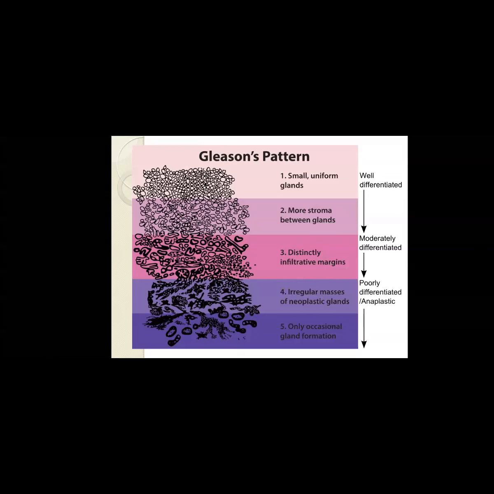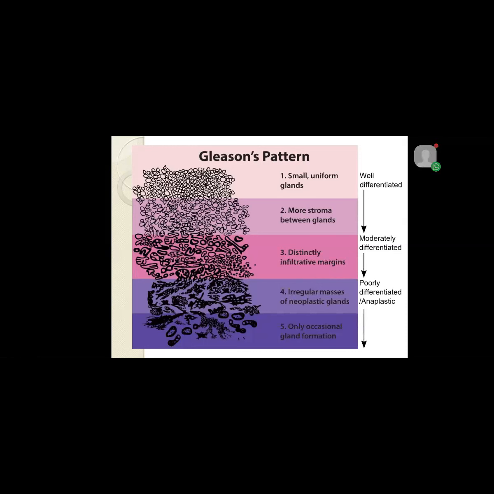So coming to the Gleason's pattern, 5 patterns are there. One is pattern 1, you have small uniform cells, right? Small uniform glands will be there. Next, pattern 2, you will find glands but more stroma. The stroma between the glands is increased. Next, third pattern, you will find the infiltrative margins. Next pattern, you will find the irregular masses of neoplastic glands.